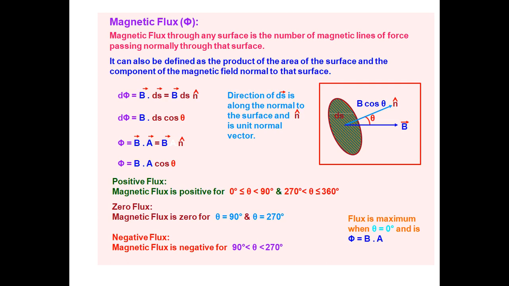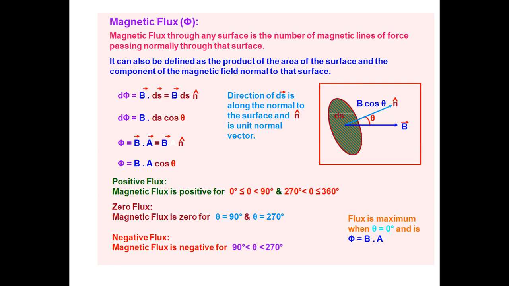Then when is the flux negative? The negative flux is there whenever theta is more than 90 and less than 270, so whenever theta is 90 to 270, in this range it is a negative flux. Therefore, the magnetic flux through any surface is the number of magnetic field lines passing normally through the given surface, or the product of the area of the surface and the component of magnetic field normal to that surface.